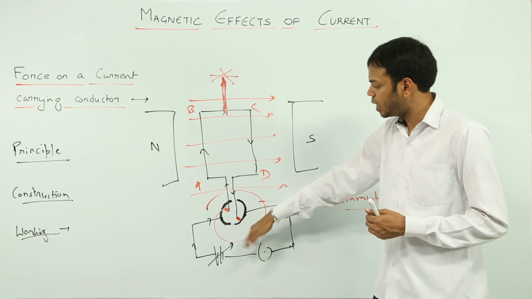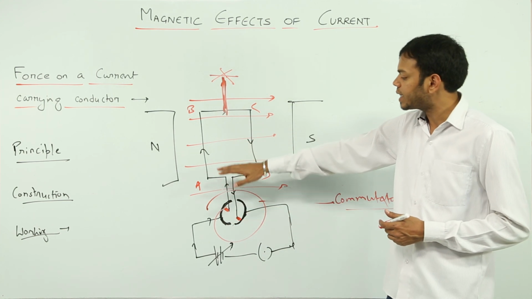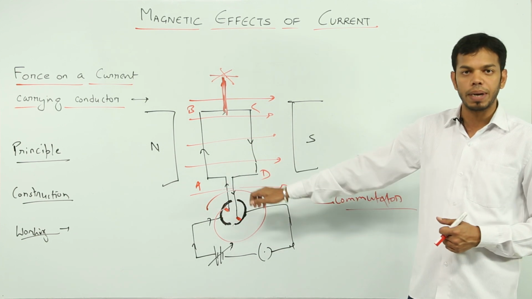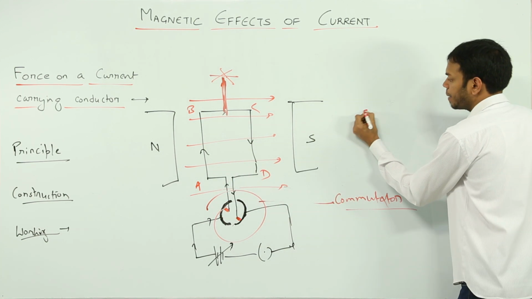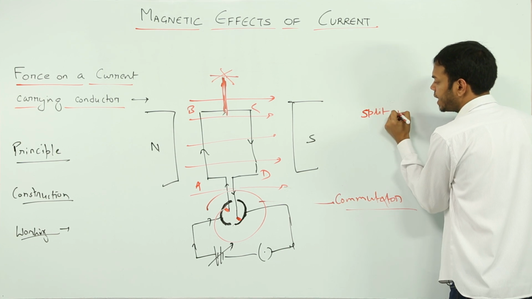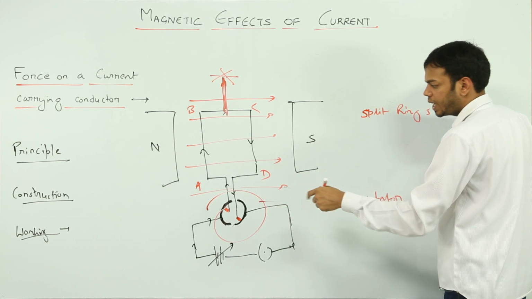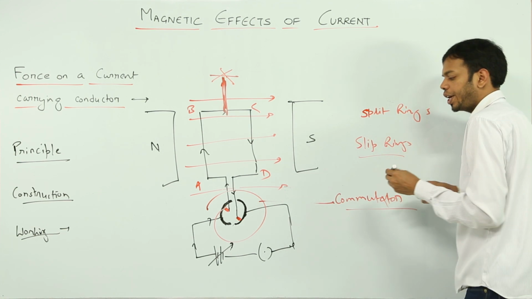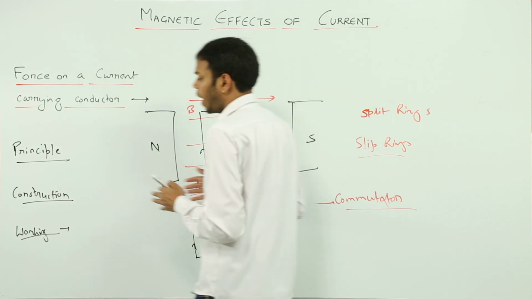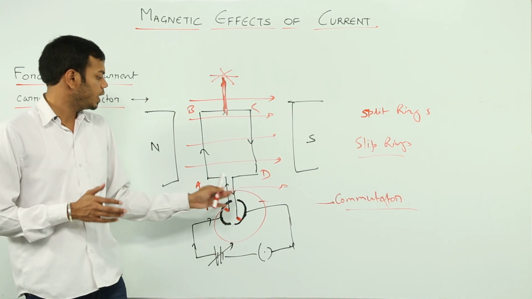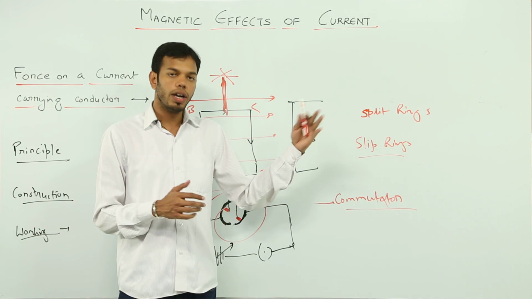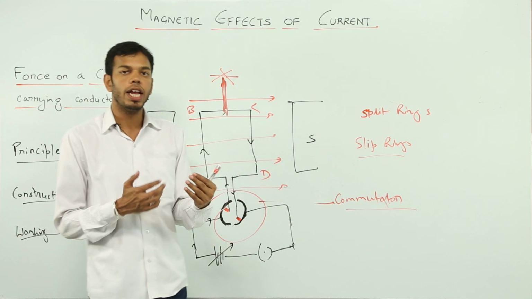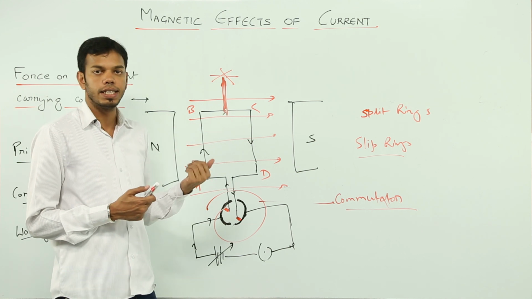Now go back to the lower part of the diagram. These wires are in constant contact with the source because of carbon brushes and rings. There are two types. One is split rings. These are split rings. Another one is slip rings. Slip rings are used in a generator. So the wires are in constant connection with the split rings using carbon brushes, and this process goes on and we are able to rotate it very easily.